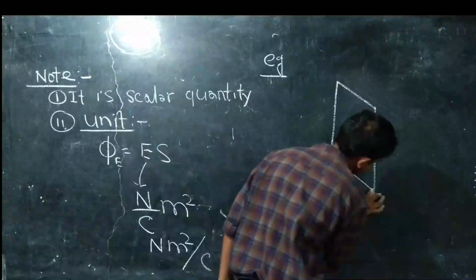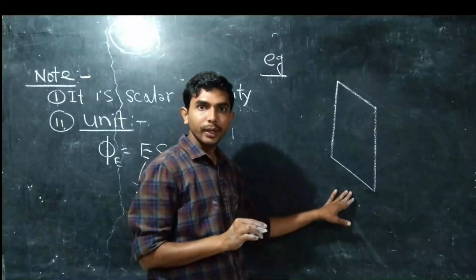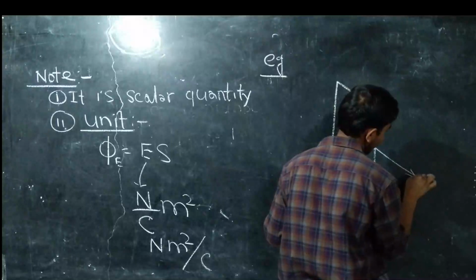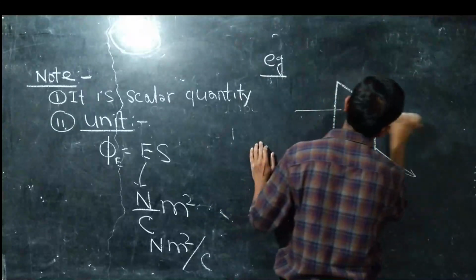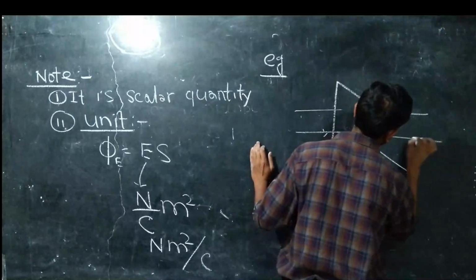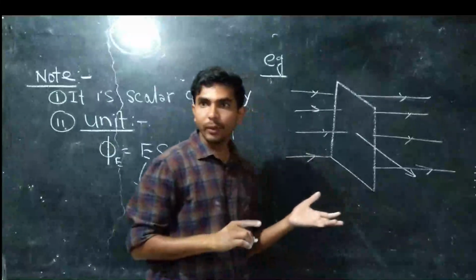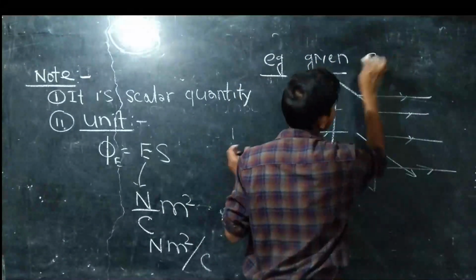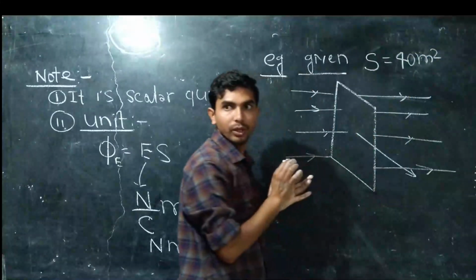Okay, now see, this is a rectangle, right? And the area of the rectangle is given. So here, this is your S, the direction of your area vector. And the electric field is existing like this, okay? So this is a rectangle, and the area of the rectangle is given. So I am writing here, given S equals 40 meter square.